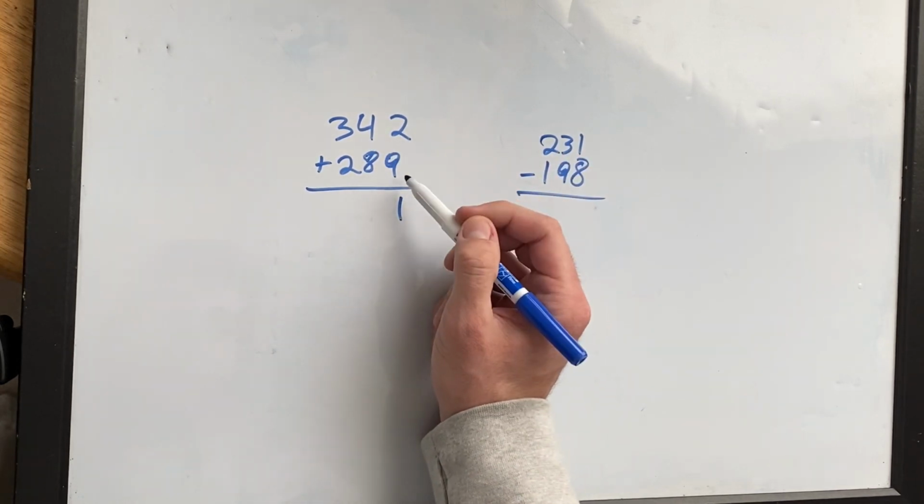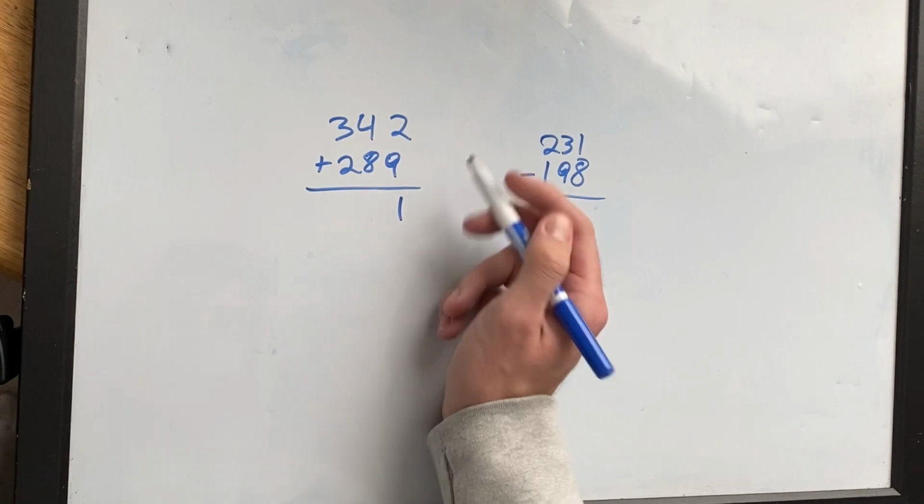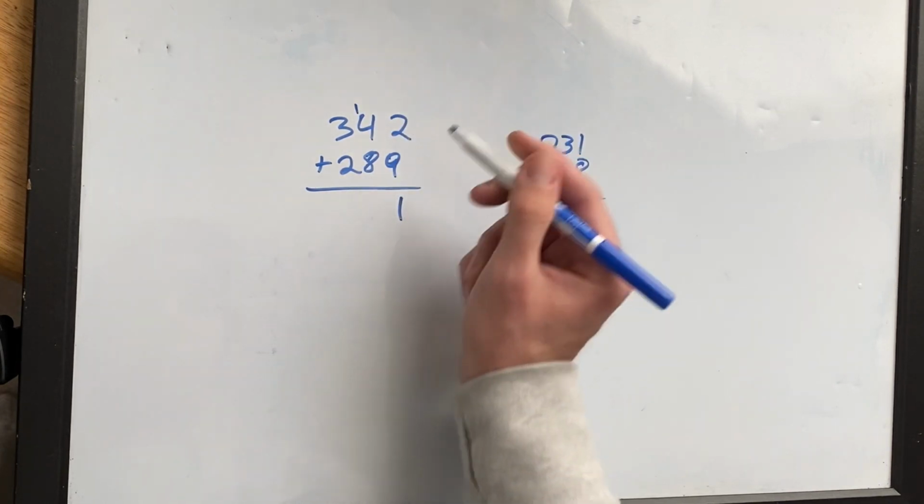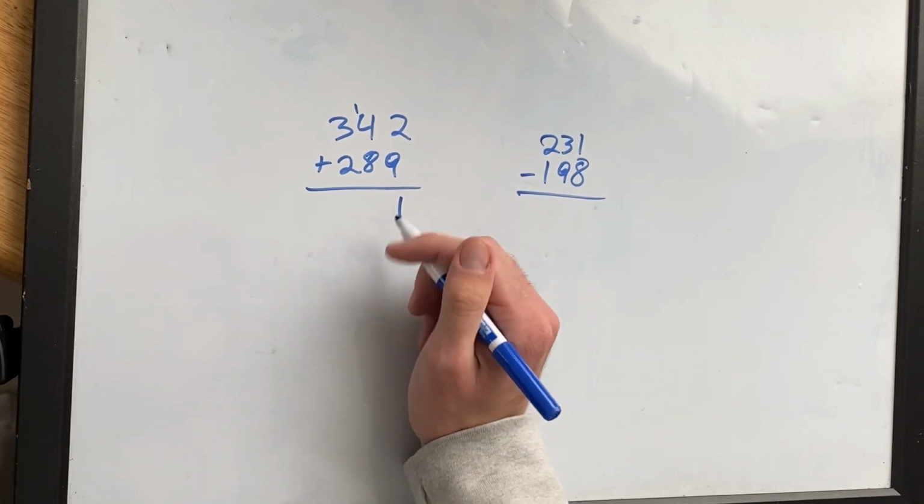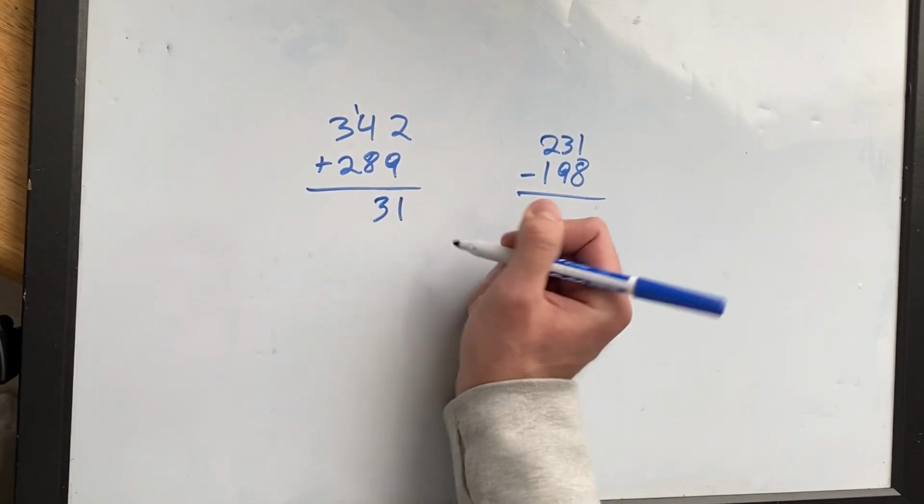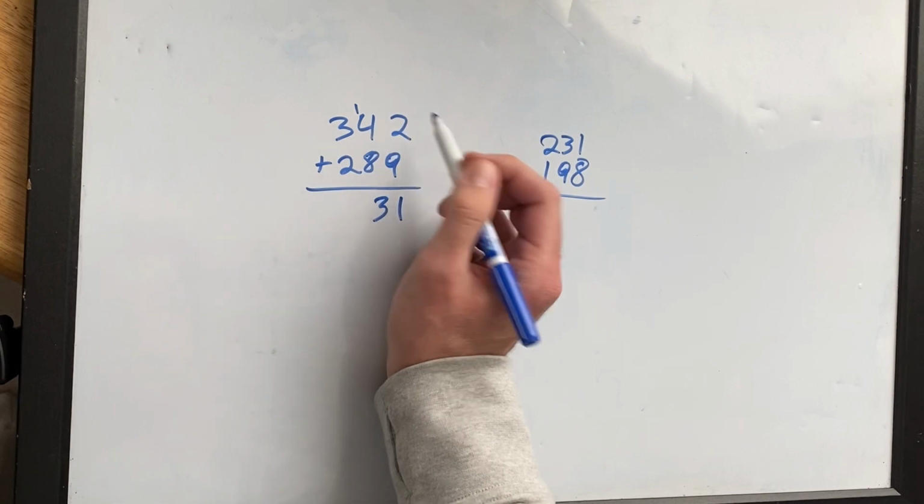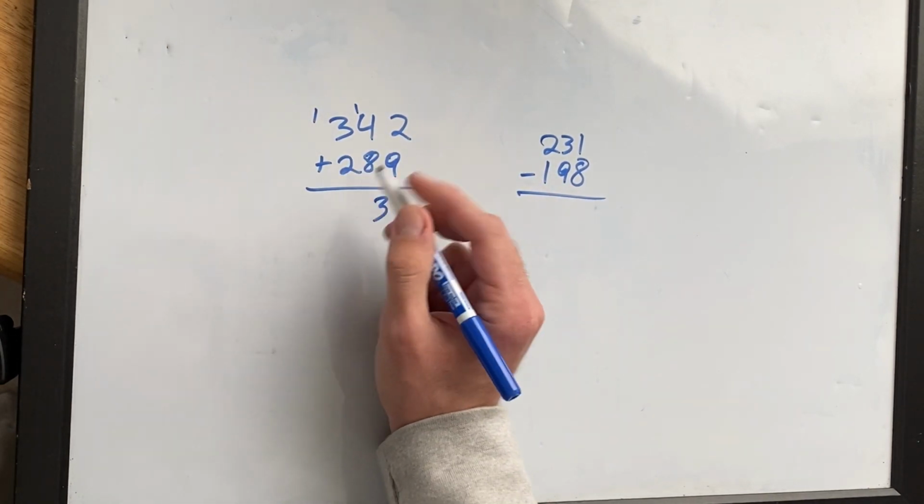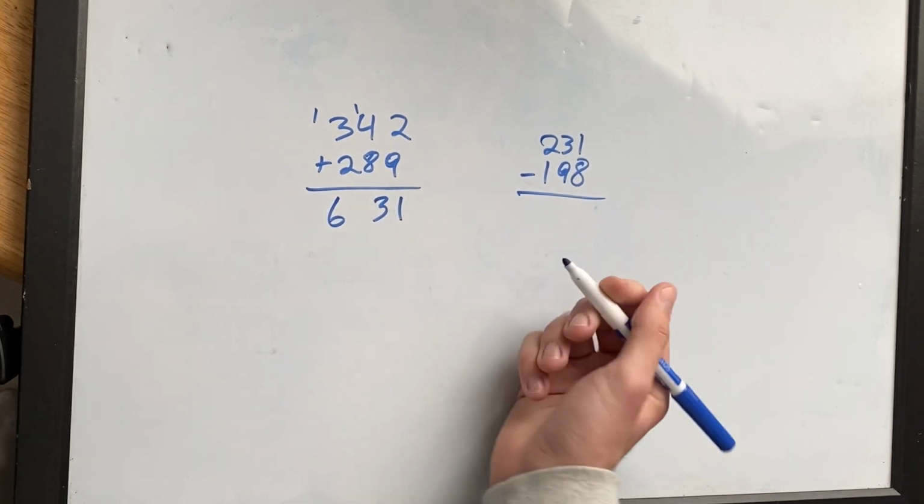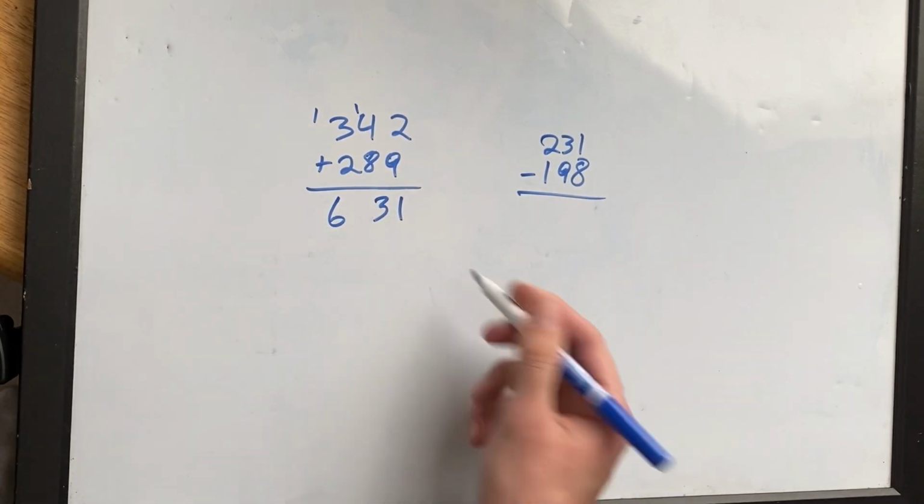So first we're going to get 2 plus 9, and then that's going to equal 11. We carry over the 1. Basically, we're adding this 1 to the 4, and that's going to make it a 5. We're going to treat it like 5 plus 8, which equals 13. Carry over another 1, and then that's going to be 4 plus 2. So we get 631 for our first answer.